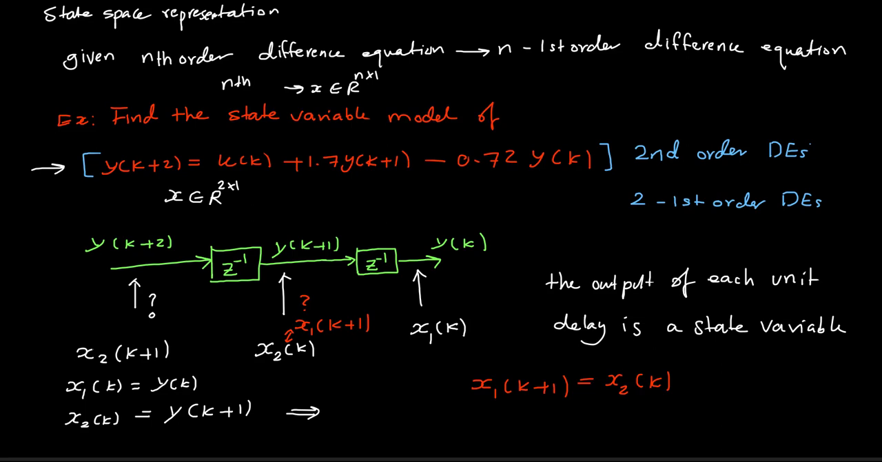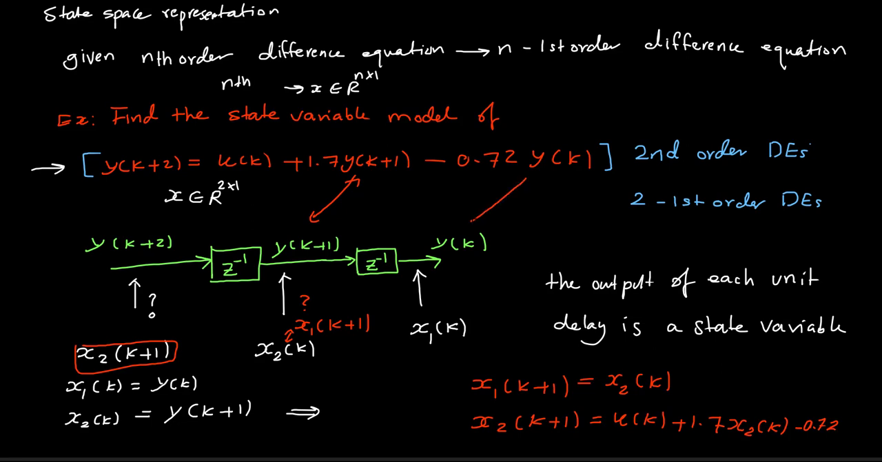And now x2 of k plus 1 will equal y of k plus 2, which is u of k plus 1.7 y of k plus 1. y of k plus 1 is x2 of k, minus 0.72 y of k, which is x1 of k. So this is the state model.